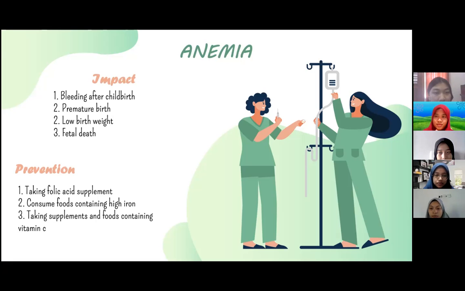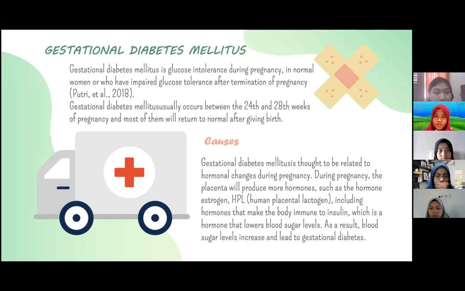Gestational diabetes mellitus is glucose intolerance during pregnancy in normal women or will have impaired glucose tolerance after termination of pregnancy. I think this condition is thought to be related to hormonal change during pregnancy, as we already knew that during pregnancy, the placenta will produce more hormones such as the hormone estrogen, HPL, including hormones that make the body immune to insulin, which is a hormone that lowers blood sugar levels.